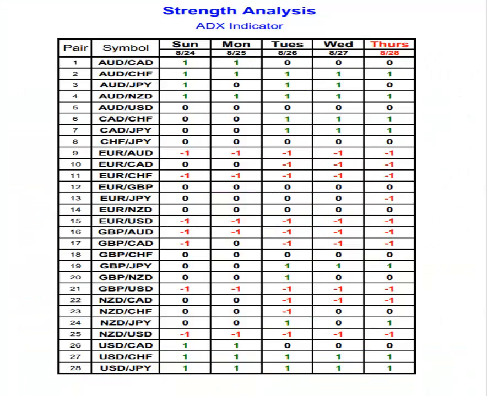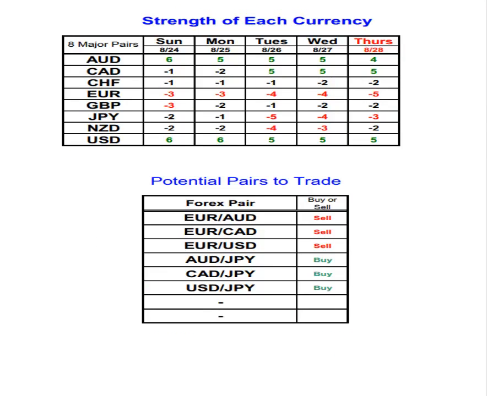Here's the ADX analysis chart for Thursday, August 28th. Please compare this with the results of your analysis. From the ADX analysis and our strength calculator, we have the following currency strengths. There are 3 strong currencies and 2 weak currencies. The qualified pairs are the Euro Aussie dollar, the Euro Canadian dollar, the Euro US dollar, the Aussie dollar yen, the Canadian dollar yen, and the US dollar yen.